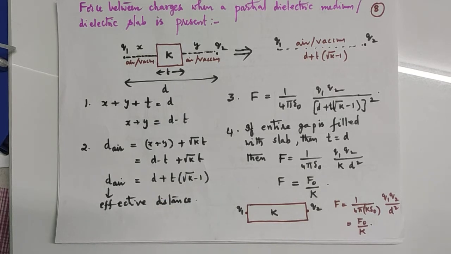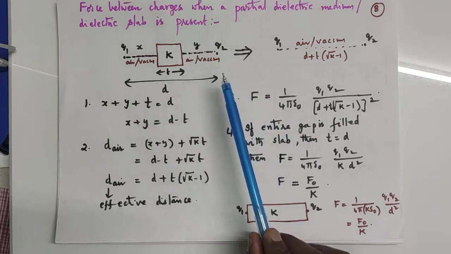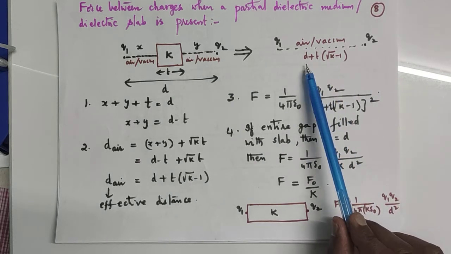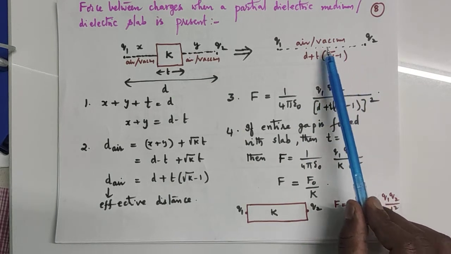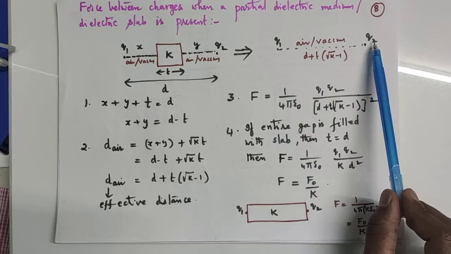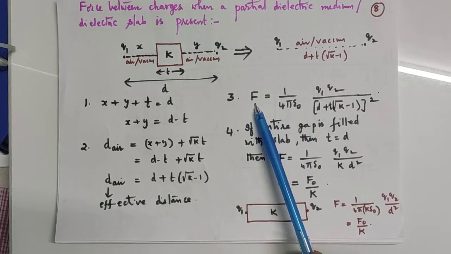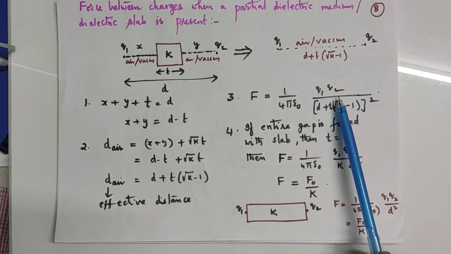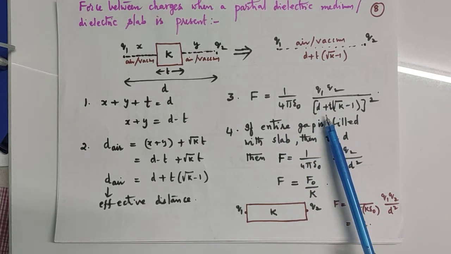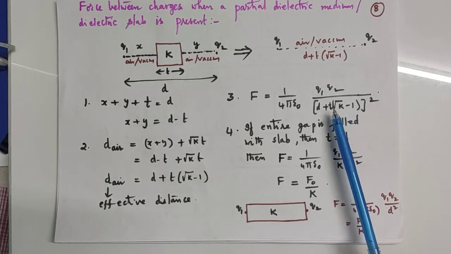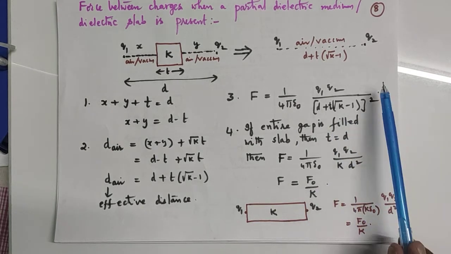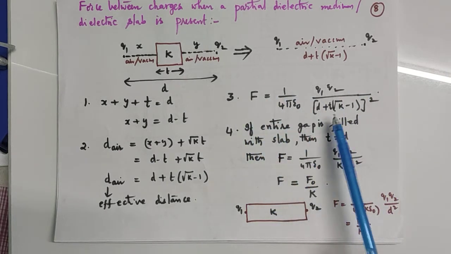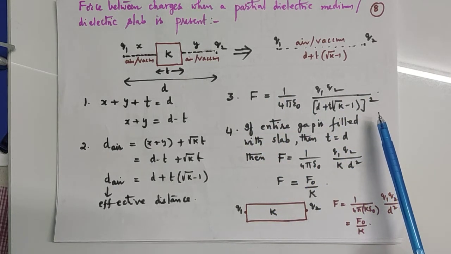So what is the force experienced by the charges? These two charges will feel a distance of d plus t into root k minus 1. So the force between the charges will be equal to 1 by 4 pi epsilon naught q1 q2 divided by d plus t into root k minus 1, whole square. And this is one of the very useful expressions in finding the force between charges when a medium is present between them.